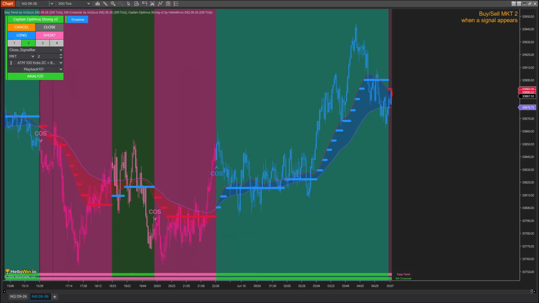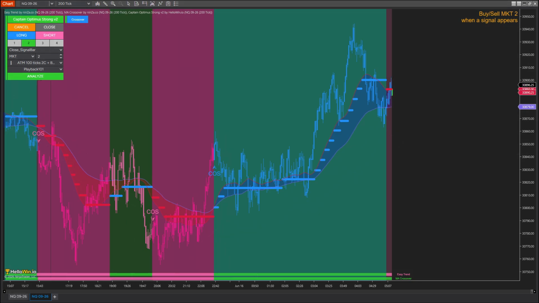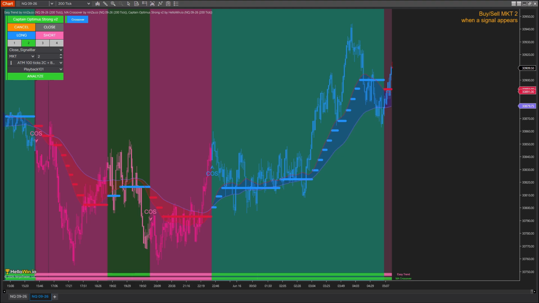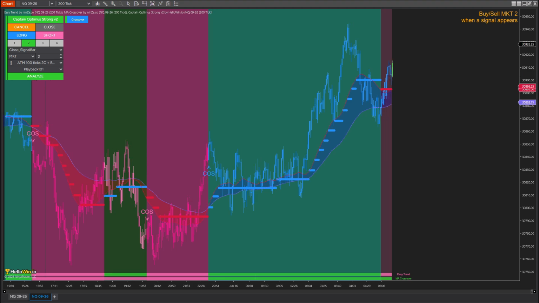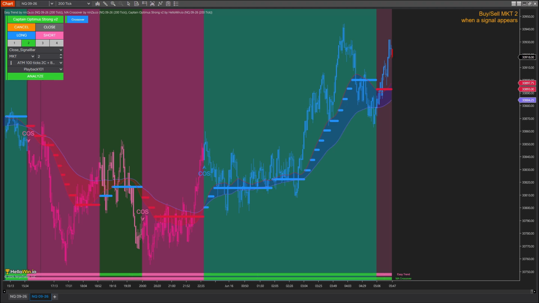After we have the initial backtest results, let's take a look at how Captain Optimus Strong V2 operates directly on the chart. I'll run a short playback so you can see how the system reads signals from Easy Trend and crossover, then processes the entry conditions based on the logic we configured.